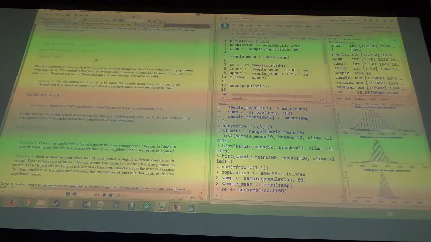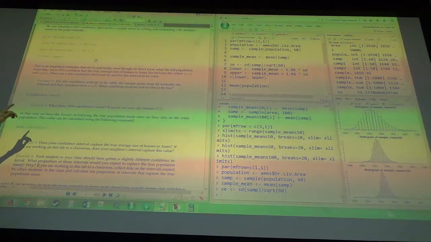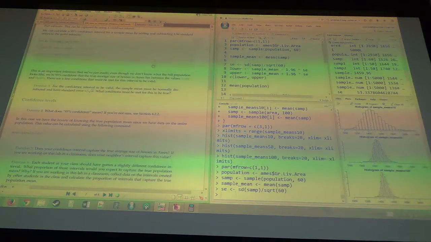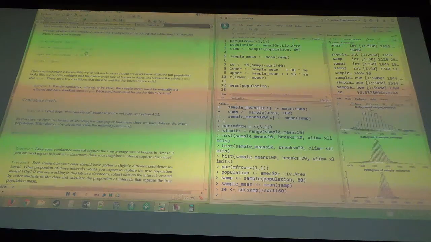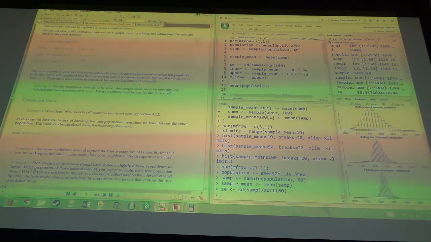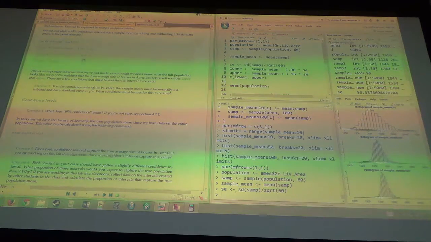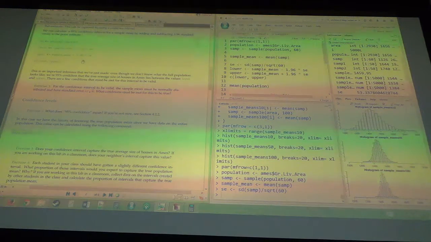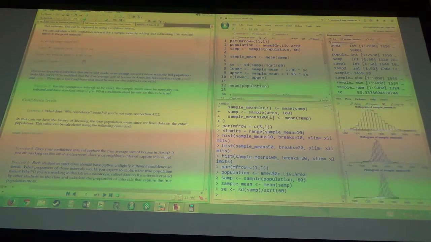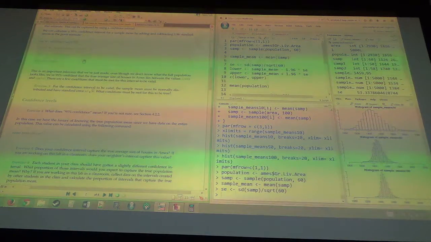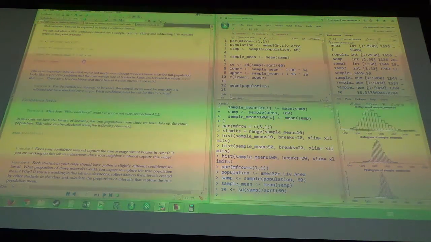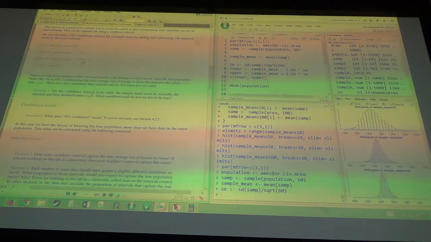We're going to create boundaries of our confidence interval. I want to point out that in this lab, it cheats a little bit, and it doesn't use T star. The true confidence interval should use T star from the T distribution, where you take into account the fact that you're estimating the standard deviation of the population by using the standard deviation of your sample.